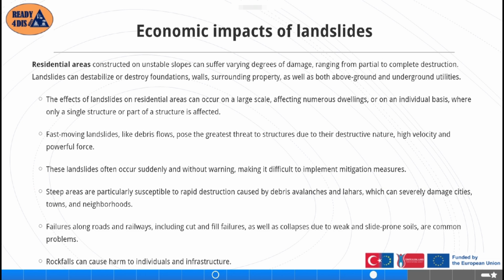Fast-moving types such as debris flows pose the greatest threat to structures due to their high velocity and strong destructive power. These events often occur suddenly and without warning, making the implementation of preventive measures difficult. Settlements located on steep slopes are particularly vulnerable to debris avalanches and lahars, which can severely damage cities, towns, and infrastructure. Failures along roads and railways, including cut-and-fill failures or collapses in weak slide-prone soils, disrupt transportation networks. Rockfall events can also directly harm individuals and infrastructure.